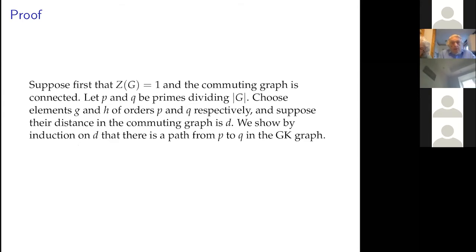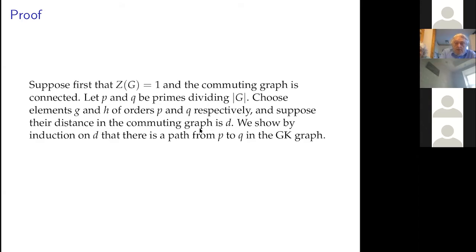To prove it one way round, we suppose you've got a group whose center is trivial, and we suppose that the commuting graph is connected. We have to try and show that the Gruenberg-Kegel graph is connected. So we have to take two primes P and Q and find a path between them. We can choose elements G and H of orders P and Q, and the commuting graph is connected, so we can join them by a path in the commuting graph. And let's suppose that the distance between them is D.